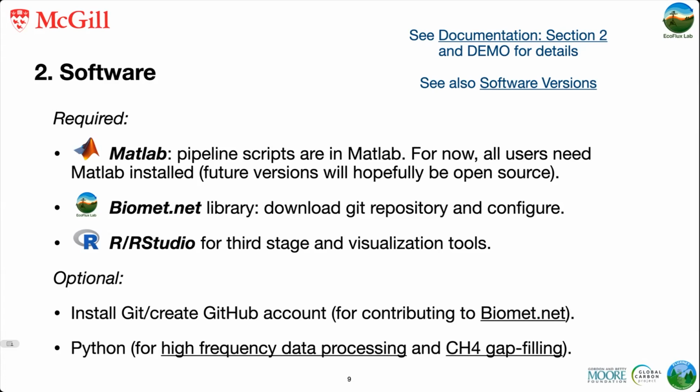R and RStudio are also necessary for the third stage processing and one of our visualization tools that you'll see in a little bit. And then optionally, you can install Git and create a GitHub account, but this is only really necessary if you actually want to contribute code to the pipeline to biomet.net. And it's also optional to have Python for the high frequency data processing and methane gap filling. And there's some links there to some Git repos for those.